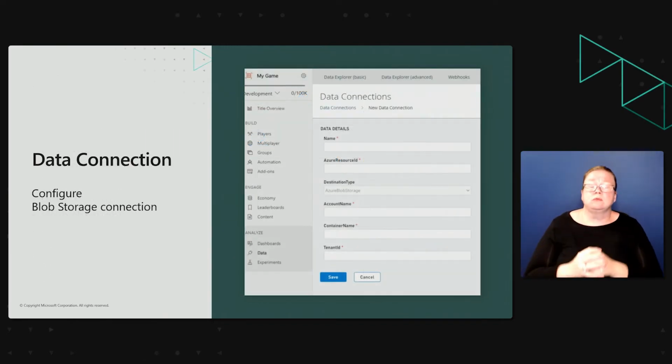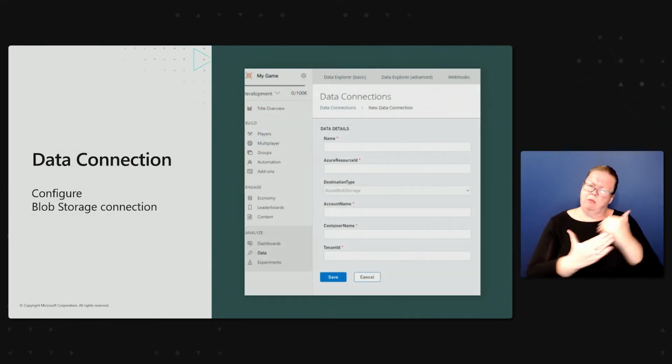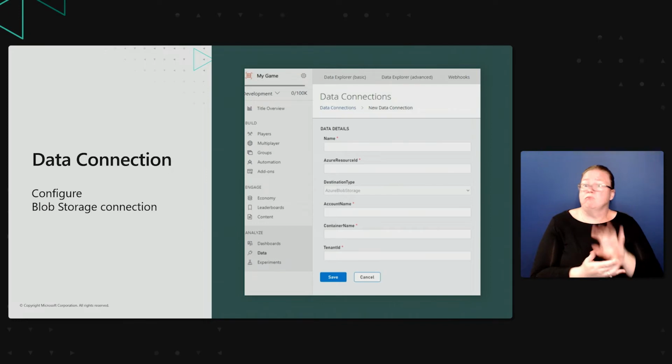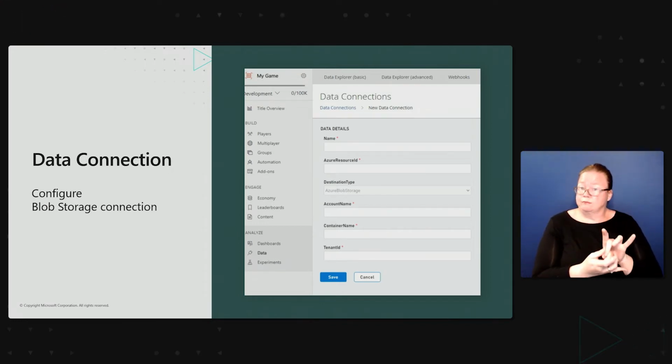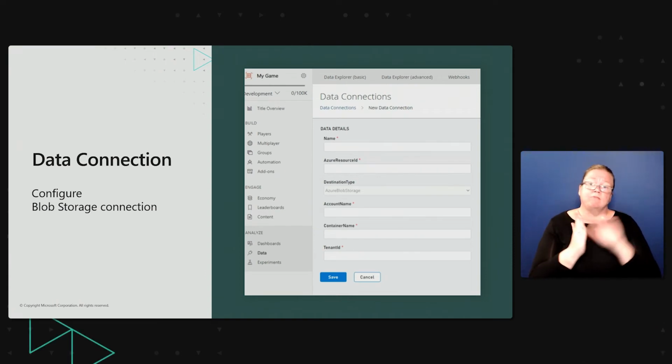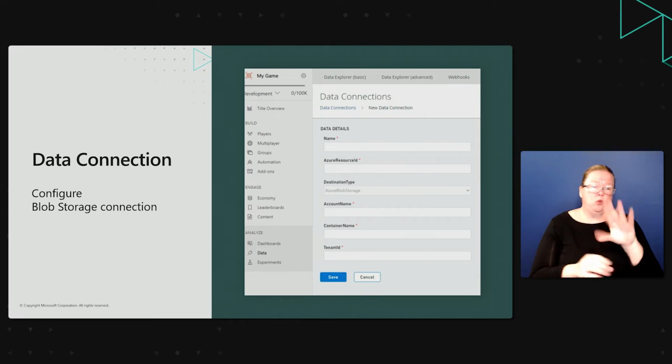In this screen, you can see how to set up a new data connection. In your game, you go to the data section, select data connection, and then fill in your Azure resource ID, your Azure storage account name, the container name you created, and your Azure AAD tenant ID.